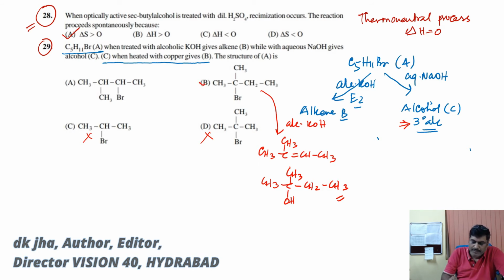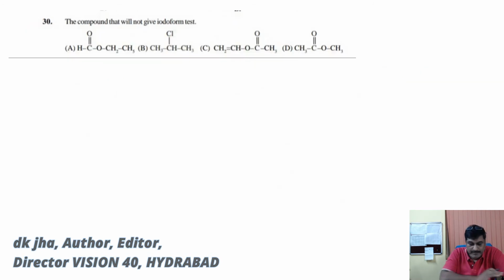B is the best option for this purpose, right? So now move to the next question. That is question number 30. The compound that will not give iodoform test, right? Question is: compound which will not give iodoform test, right?